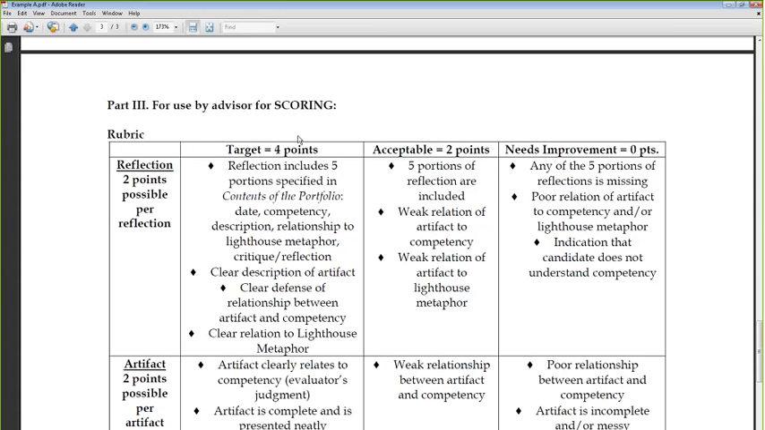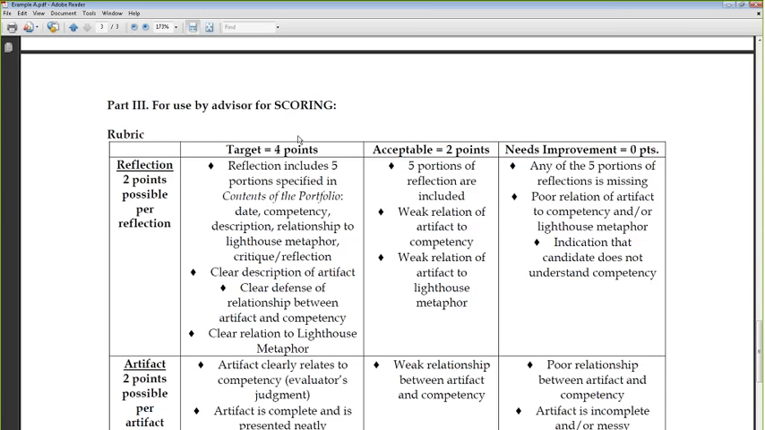Are there 5 portions included? So I can be acceptable at a competency if I have 5 points included and have shown you a weak reflection and a weak relation to something called the lighthouse metaphor. I suspect that might be the conceptual framework. And so this is another area where if I were a CAPE reviewer, I might call this into question and say, wow, two weaknesses and 5 pieces included are acceptable.